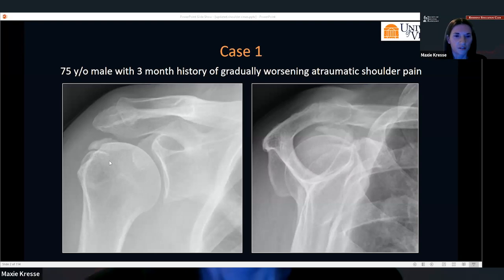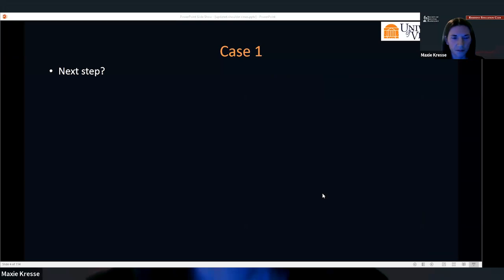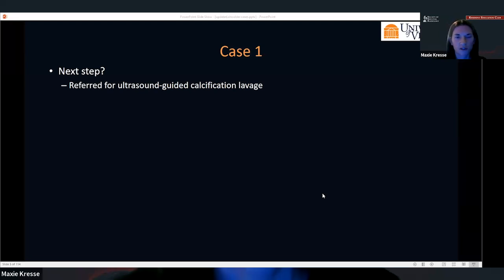So we have this large globular calcification here projecting over the distal supraspinatus tendon. Here it is. All right, so what should we do next? There are a couple ways to manage this, but does anybody have any thoughts about what we do in radiology? Barbotage, okay. Seeing a couple of the answers here. Okay, so this patient was referred for ultrasound-guided calcification lavage.